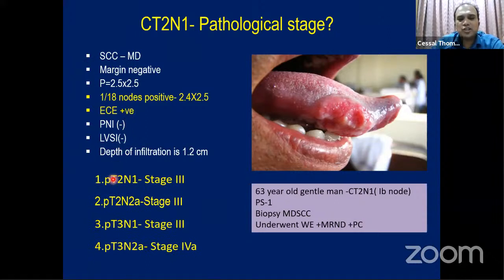So it is either PT2N1, PT2N2A, or PT3N1. The depth of invasion is 1.2 centimeters, so it is a PT3 disease. Size-wise, it is 2 into 2.5, so that is T2 with more than 1 centimeter depth, so it is a PT3. Single node positive, ipsilateral node, less than 3 centimeter, and if that is showing an extracapsular extension, that is N2A. So it is a PT3 N2A, and it is stage 4 disease. But this patient should be offered a post-op chemoradiation because the patient is having an extracapsular extension.